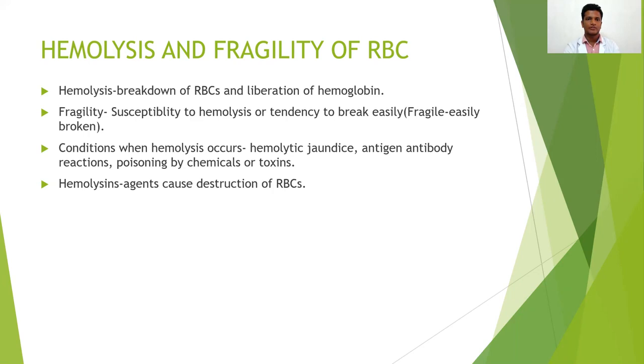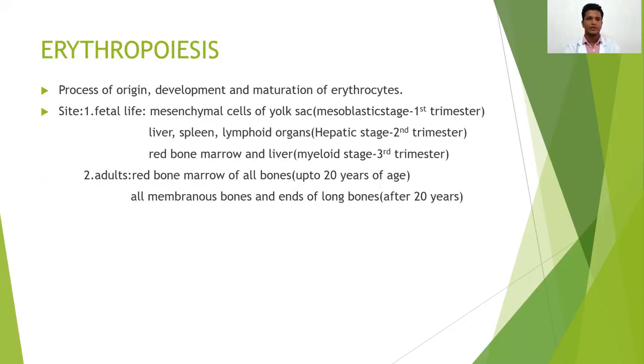Hemolysis: breakdown of RBCs and liberation of hemoglobin. Fragility: susceptibility to hemolysis or tendency to break easily. Fragility is easily broken. Conditions when hemolysis occurs: hemolytic jaundice, antigen-antibody reactions, poisoning by chemicals or toxins. Hemolysins are agents that cause destruction of RBCs.